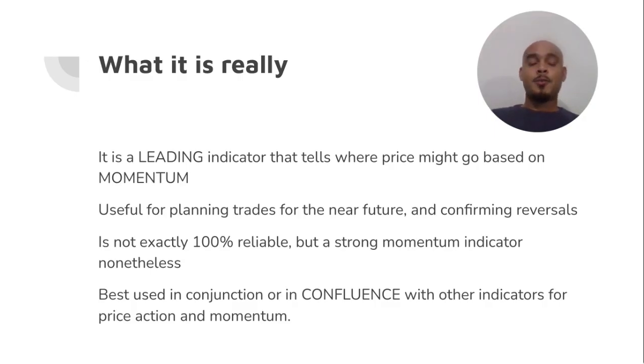So what it is really. Now, the MACD, Moving Average Convergence Divergence Indicator, it sounds like a really complex, complicated thing. And it has some math behind it. There are equations that came into building up the MACD, but let's break it down a little bit. So what it is, it's a leading indicator that tells where price might go based on momentum. So it's useful for planning trades in the near future and confirming reversals.